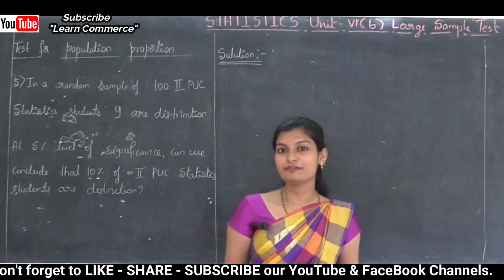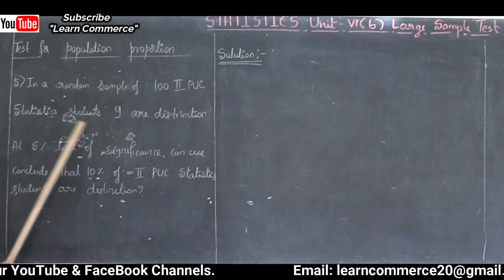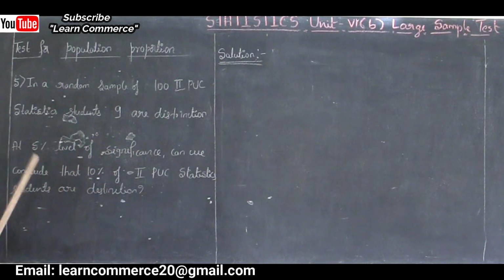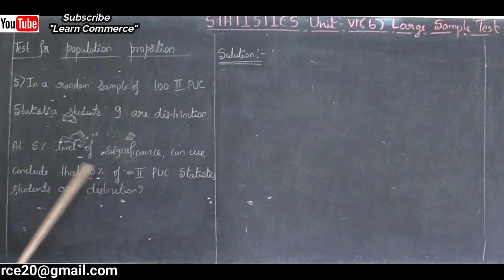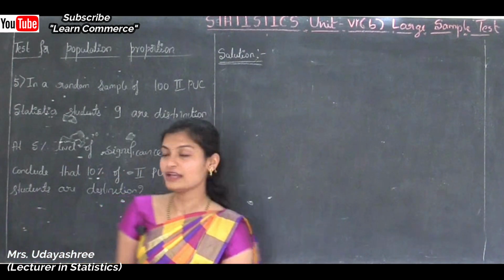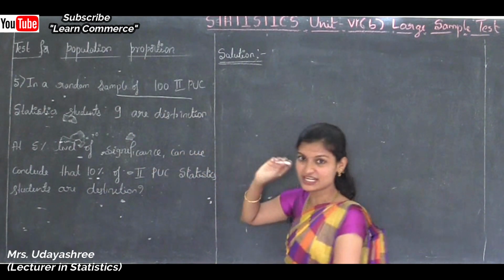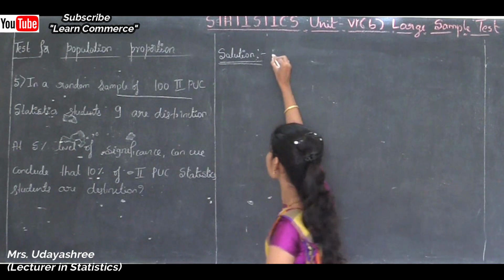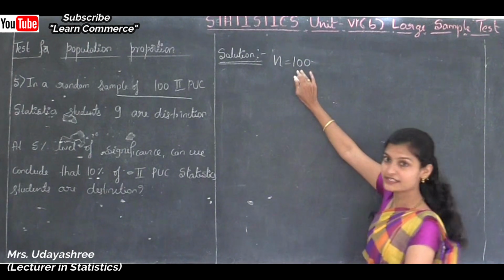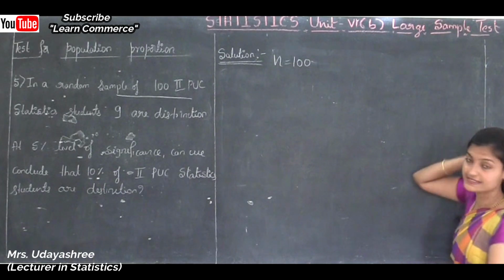Okay, next problem number 5, that is, in a random sample of 100 second PUC statistics students, 9 are distinction at 5% level of significance. Can we conclude that statistics students distinction? So here given observations are, in a random sample of 100 second PUC statistics students. So that is sample size. Here sample size is denoted by small letter n, the value is 100. See, this 100 is more than 30, in the sense this is large sample test.